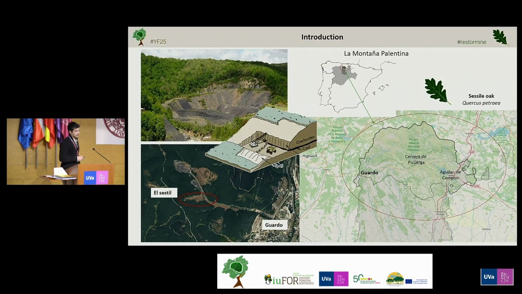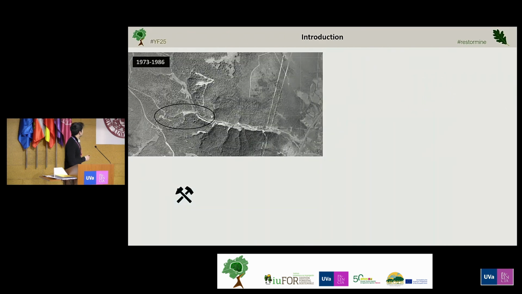Post-coal mining has generated important impacts in areas of high ecological value in La Montaña Palentina. La Montaña Palentina is a morphostructural unit situated in the north of the Palencia province. This is the case of the surroundings of the village of Guardo, where El Sestil coal mine is located, in a forest environment dominated by Quercus petraea, the sessile oak. This sessile oak forest has been affected by mining for many years.